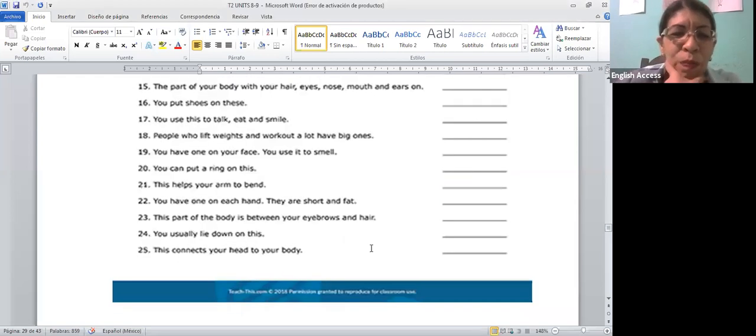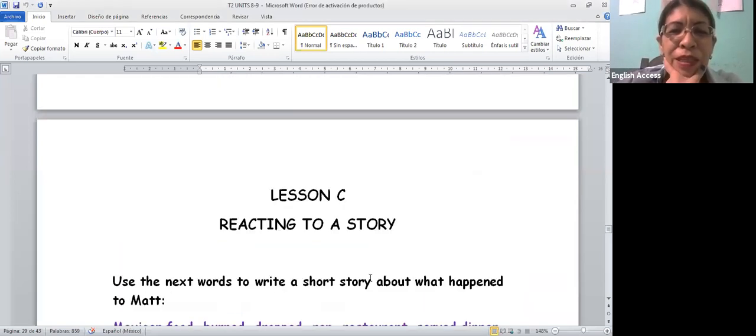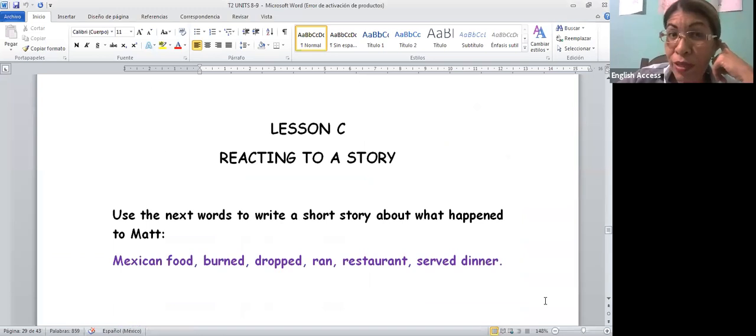Okay, we did this part last week. So today we're gonna start with lesson C. As you know, lesson C is about conversation strategy, and this is reacting to a story. It says, use the next words to write a short story about what happened to Matt. Well, in this lesson, we're going to listen to a conversation between Matt and Emily.